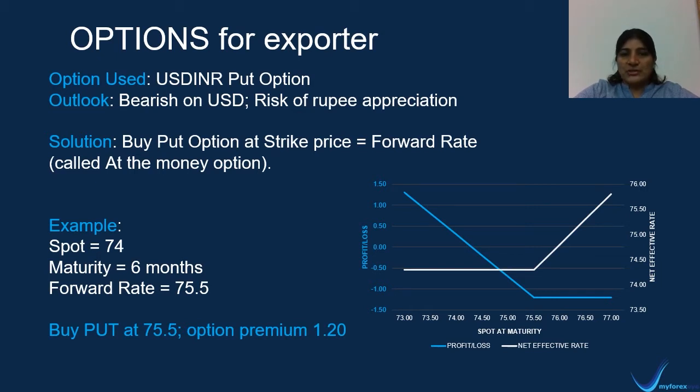On maturity, if the rupee appreciates below 74, then the exporter exercises the option and receives 75.5. But if on maturity the rupee depreciates above 75.5, then the exporter chooses not to exercise the option and receives at the current market rate. Now this is basically a safety net which the exporter has by paying an upfront premium, just like in life insurance.